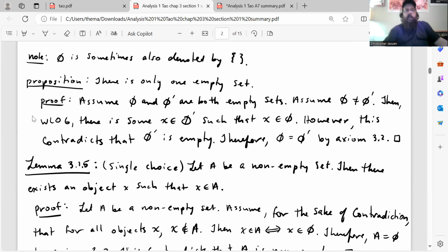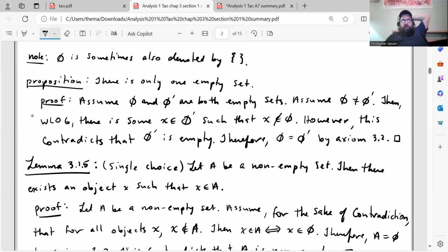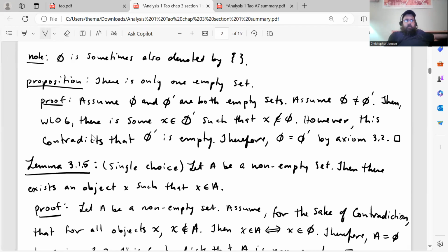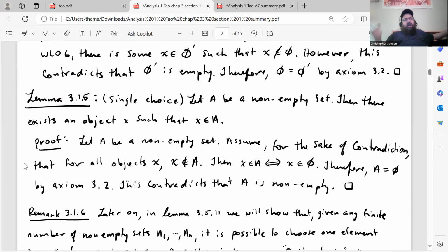All right, so assume that the empty set phi and this other set, which I'll call phi prime, are both empty sets. Assume that phi is not equal to phi prime. Then, without loss of generality because of symmetry, there's some x in phi prime such that x is not in phi. However, this contradicts that phi prime is empty, therefore phi is equal to phi prime by axiom 3.2. So like I said, when he asks why, I prove it.